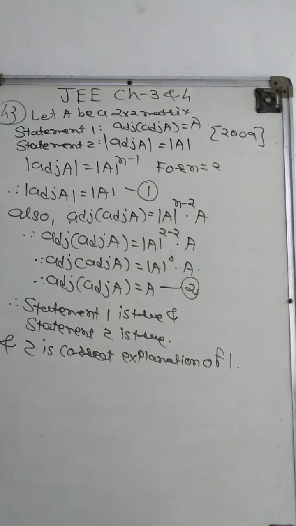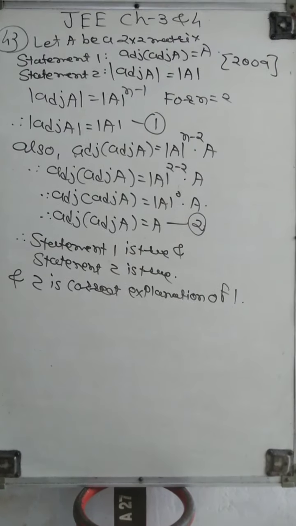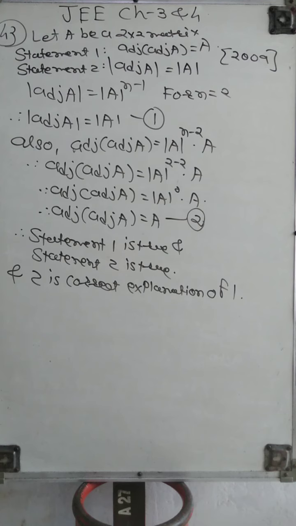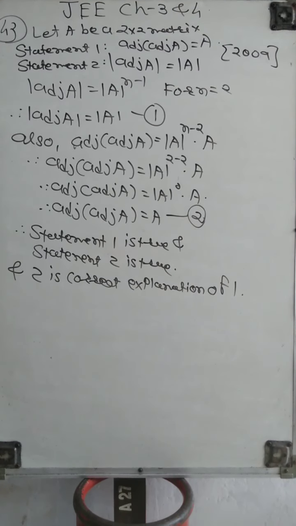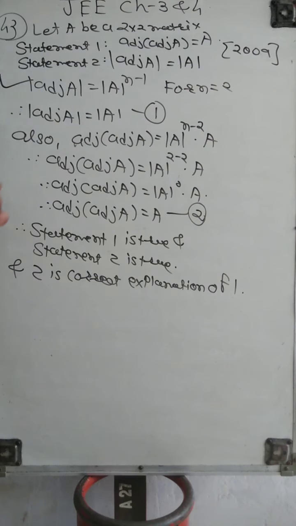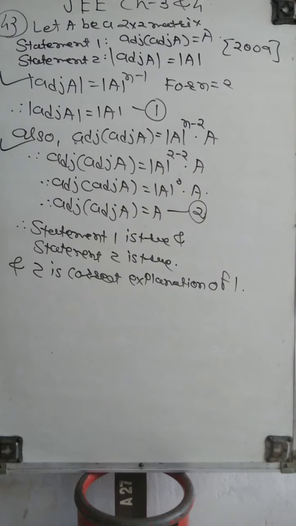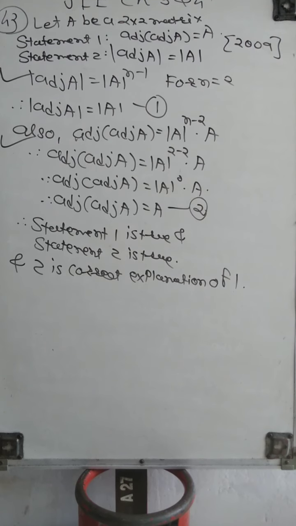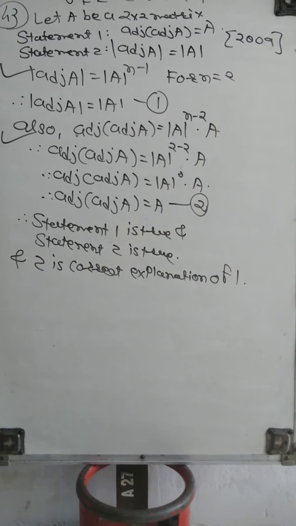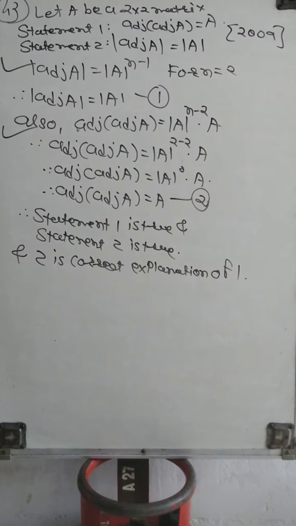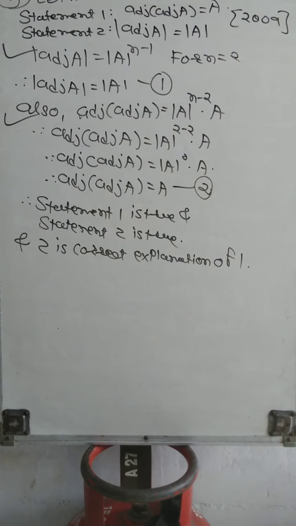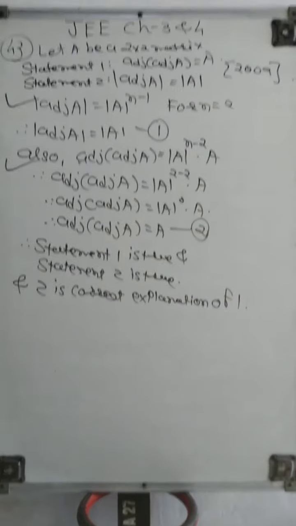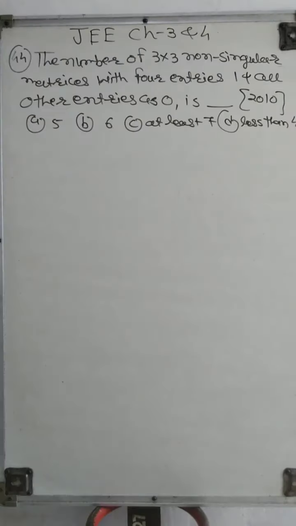The answers are given as options A, B, C, D, but here we take only the right answer. So remember this very carefully: there are two relations, two properties of matrices, and we use these properties for n equal to 2, then we get our answer. So remember it very carefully, right? Then we go for the next one.